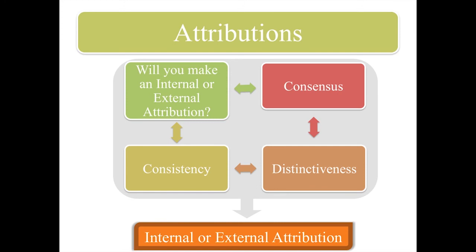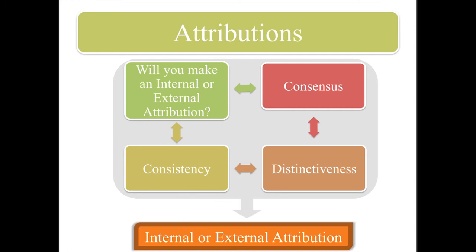Consistency refers to how often that individual has done this. Is this something that has only happened once, good or bad, or is it something over time that you've observed about them? Consensus refers to other people. How much do other people have a similar or dissimilar situation to that? And distinctiveness is how out of character this is for the individual. If we find that something is very consistent, there's consensus, and it's not distinct, we're probably going to make an internal attribution for good or for bad.